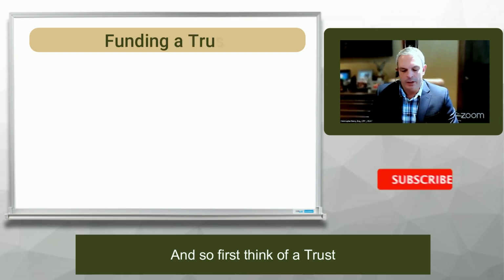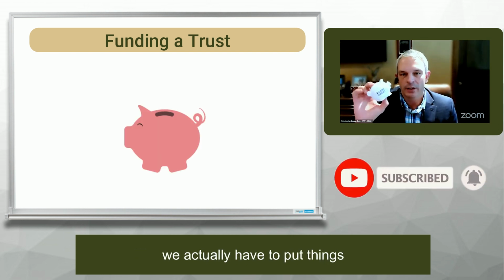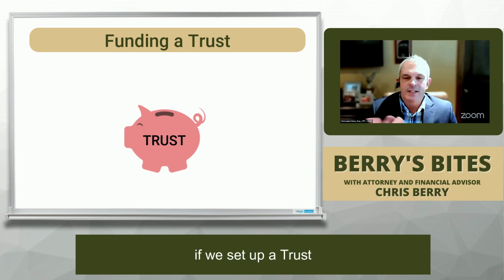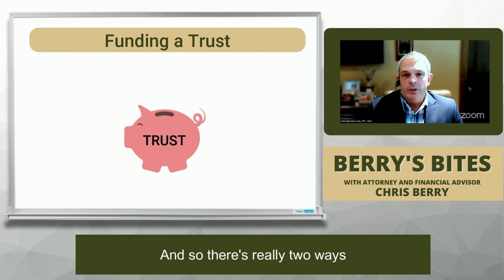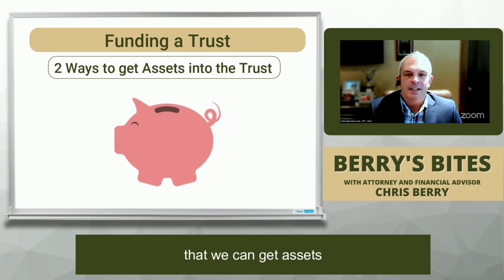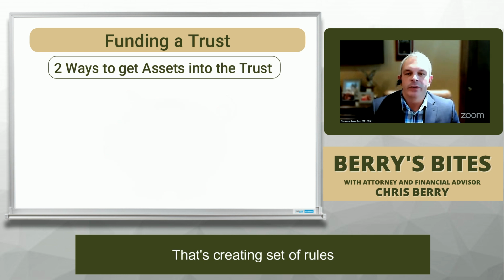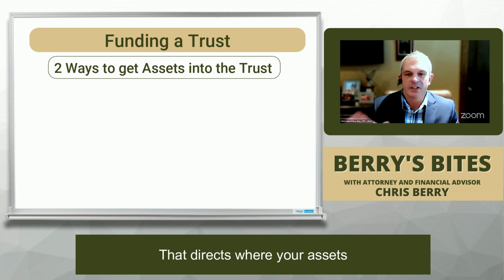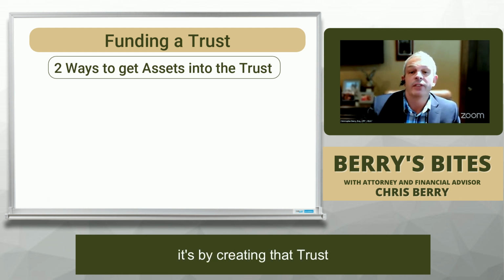And so first, think of a trust kind of like a piggy bank. Right now, it's just an empty piggy bank. We actually have to put things into the piggy bank for it to be effective. Similarly with a trust, if we set up a trust by itself, it's like an empty piggy bank. It's just sitting there. There's nothing actually in the trust. And so there's really two ways that we can get assets into the trust, because that's creating your rule book. That's creating a set of rules that everyone has to follow, that your trustee has to follow. That directs where your assets are going to go upon death. That's how you avoid probate, is by creating that trust and funding it.